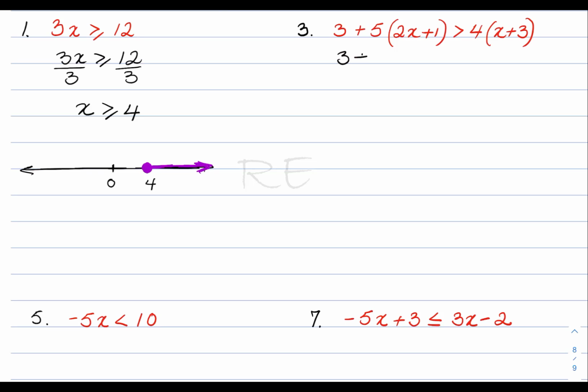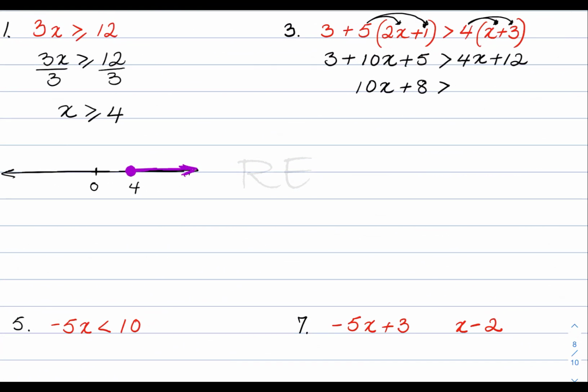For number 3, we'll start by distributing 5 to both sides, and we keep 3 where it is. 5 times 2x, 10x. 5 times 1, 5. Strictly greater than. Distribute 4 over x plus 3. 4 times x, 4x, and 4 times 3, 12. 10x, and when we combine the like terms, we get 3 plus 5, 8.